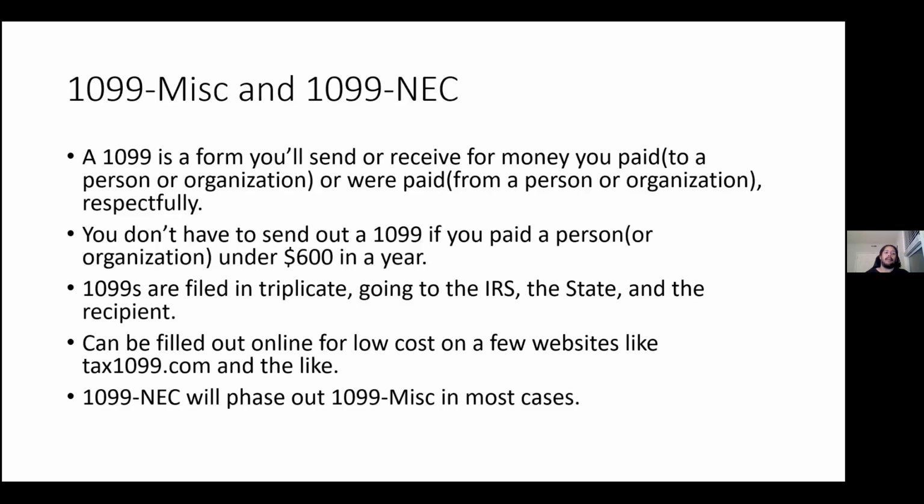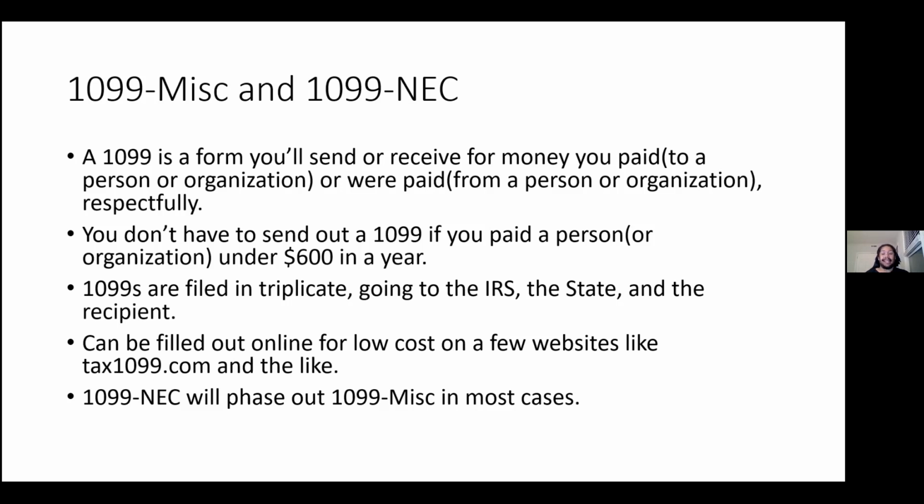So I just wanted to focus on the 1099, the 1099-MISC and 1099-NEC. The 1099 is a form that you will receive for money you paid to an organization, or were paid from an organization, a person or organization, respectively. I'm sure everyone here has gotten a 1099 at this point. You either got a 1099-MISC in most years up to last year, or a 1099-NEC last year and forward.